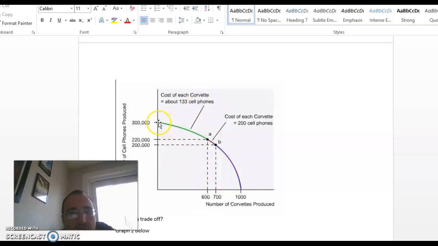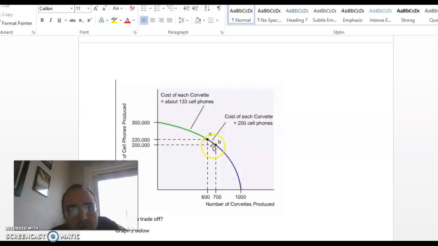What it means is that when you're making something, there's a trade-off with another product, because you're spending more time on it. So the cost of a Corvette is 133 cell phones. This is where the cost of each is, right here. So the cost of each Corvette is 200 cell phones. You find this by finding the slope: the difference between the y's of A and B over the difference between the x's of A and B.